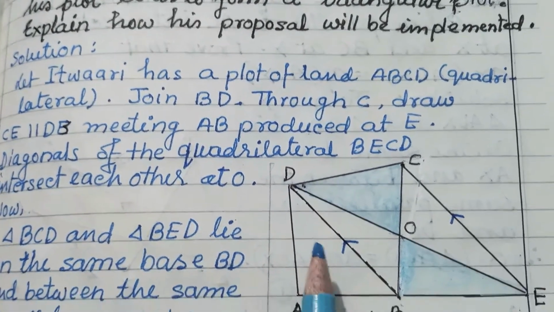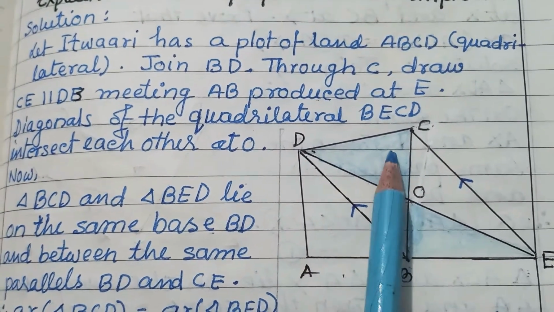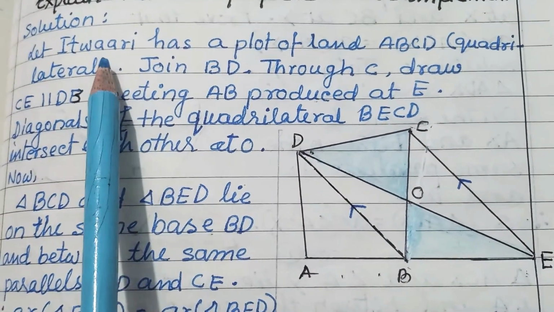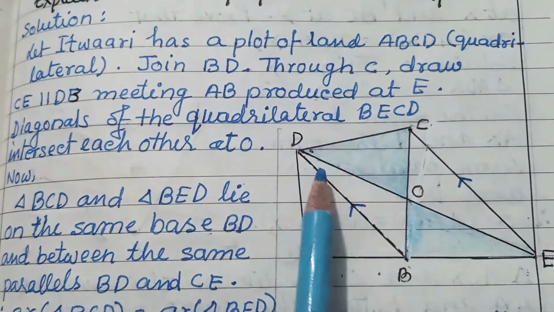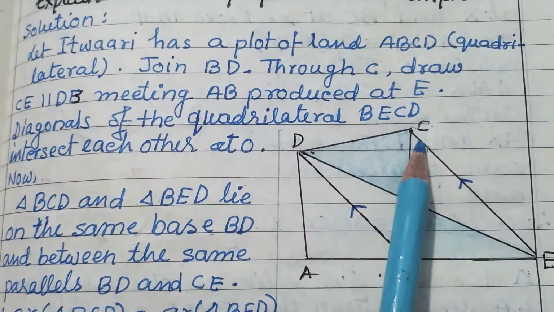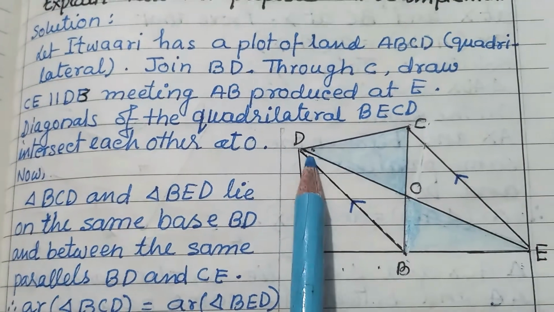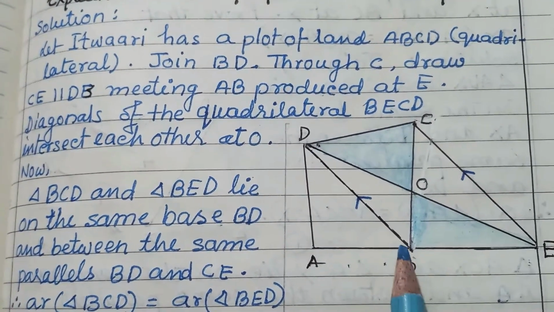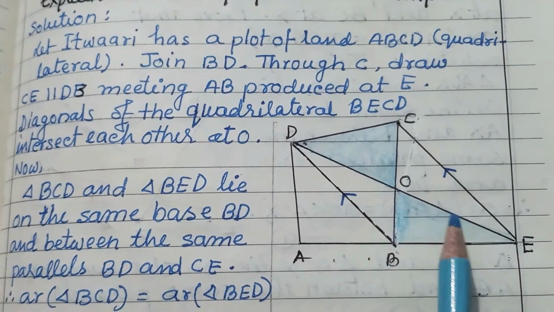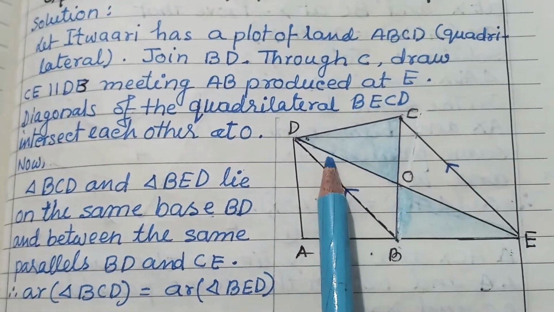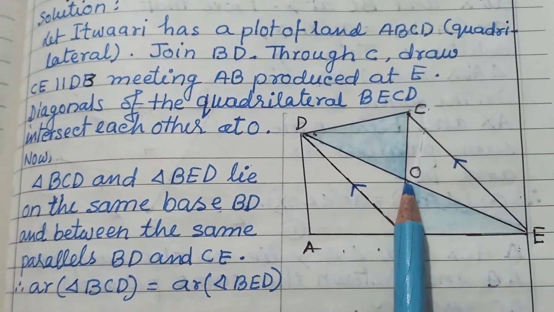Now check the figure. ABCD is a quadrilateral plot of Itwari. Join BD. Through C draw CE parallel to BD, meeting AB produced at E. The diagonals of quadrilateral ABECD intersect each other at O.